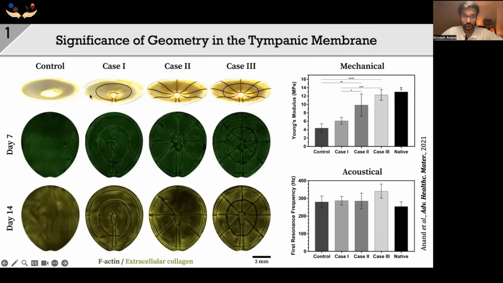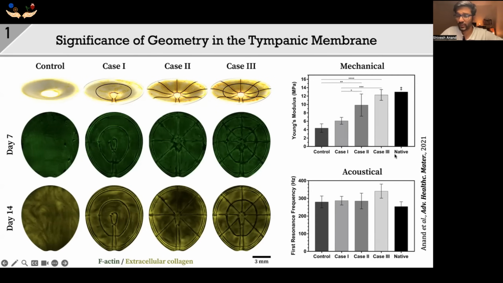For the geometry, we used the radial and circumferential alignment of the tympanic membrane as our reference. We selected 4 simplistic geometries, where the first was a control with no pattern. Case 1 only had circumferentially aligned fibers, case 2 only had radially aligned fibers, and case 3 was a combination of case 1 and case 2. Overall, in the mechanical properties, we saw that as we moved from control to case 3, there was an increase in the Young's modulus, finally resembling what was reported for the native tympanic membrane.